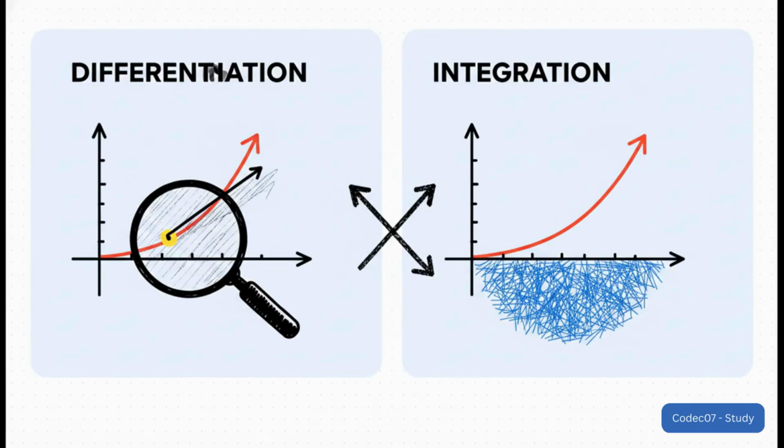So here they are, the two sides of our story. On one side, you have differentiation. That's the process of finding the derivative, the slope. On the other side, you have integration, finding the total area, the accumulation. They really do seem like total opposites, don't they?